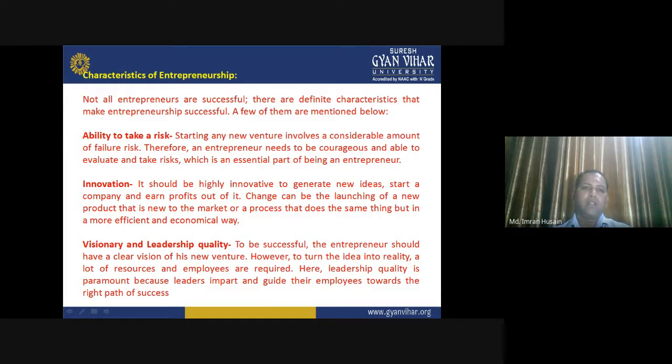So, characteristics of entrepreneurship. Not all entrepreneurs are successful. There are definite characteristics that make entrepreneurship successful. A few of them are mentioned below.